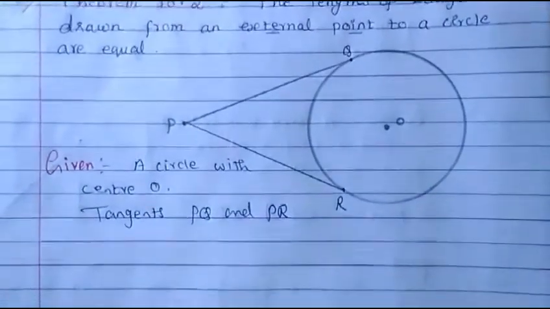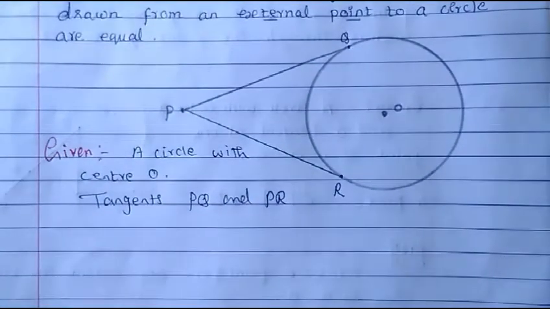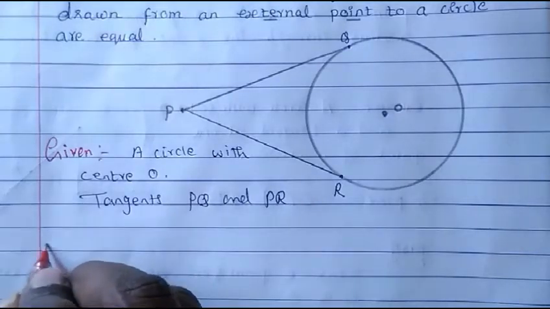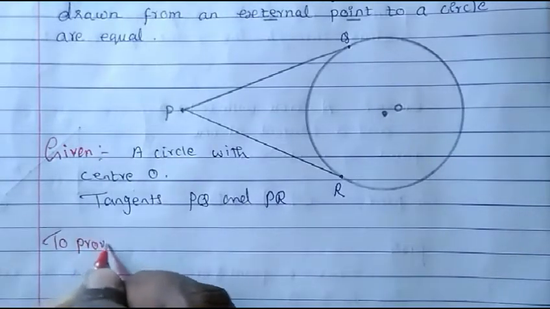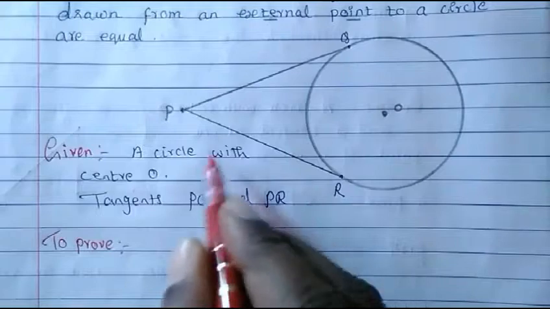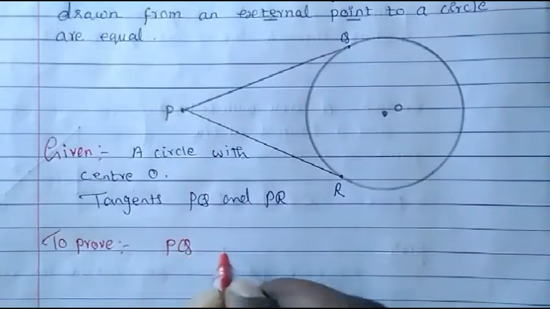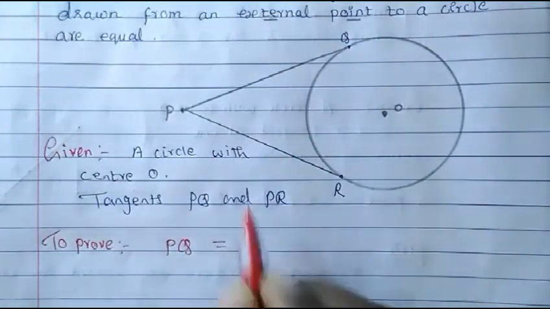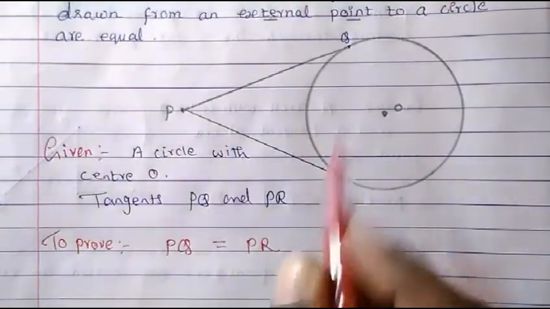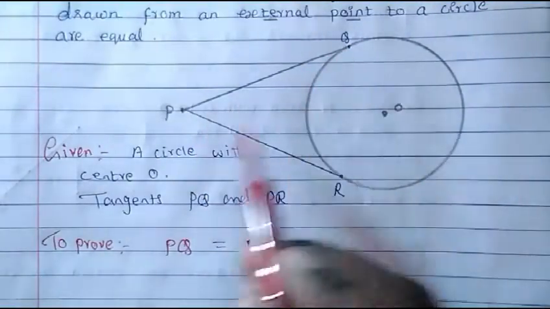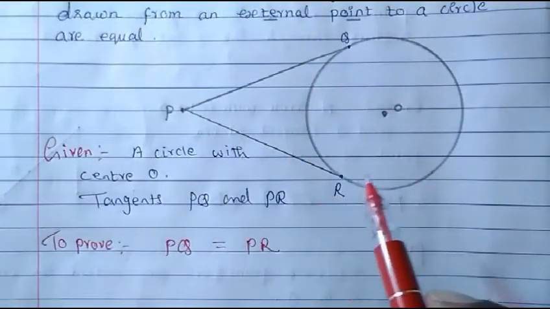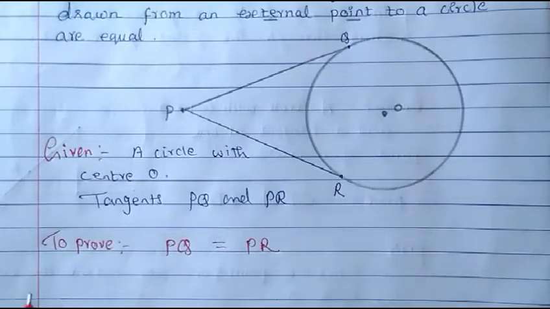What we have to prove? We have to prove that this PQ is equal to PR. So this is what we have to prove. PQ is equal to PR. That's what we have to prove. So for that, let's do some construction.